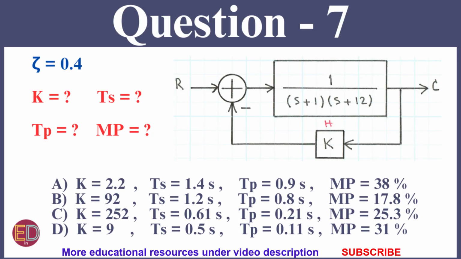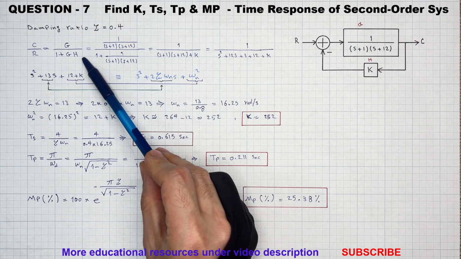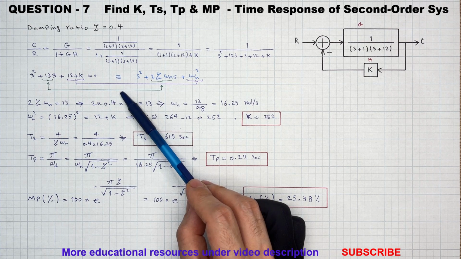Question 7. For this non-unity feedback system, the damping ratio is 0.4. We are asked to find the value for constant k and then determine the settling time, peak time, and maximum overshoot. First, we find the closed loop transfer function. Now we compare the transfer function with the standard second order form.